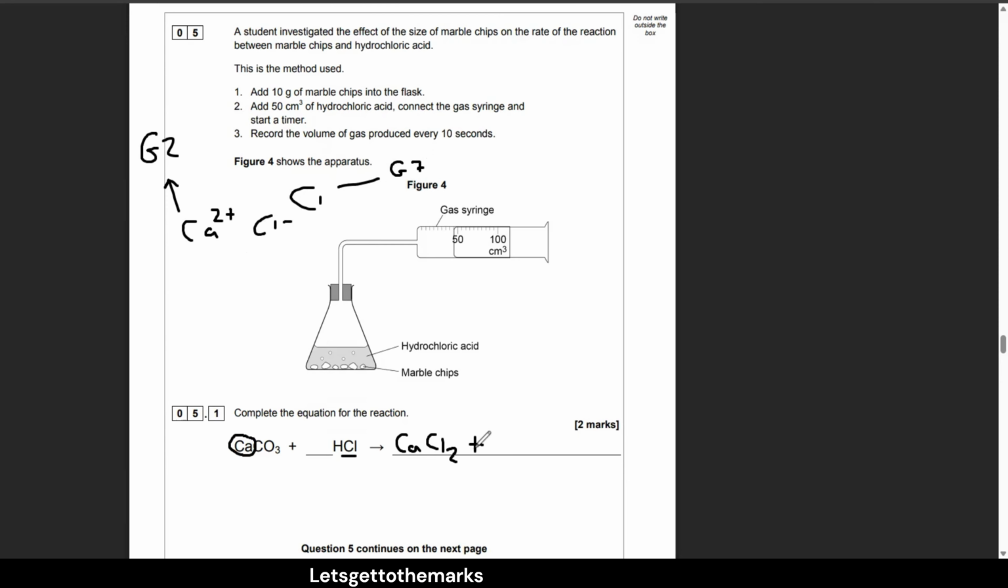And then I just need to add water, which always comes off in these neutralization reactions, and carbon dioxide. And now I just need to make sure it is balanced. One calcium, one calcium. I'm going to need a 2 here straight away because I need 2 chlorines, and that takes care of the 2 H's for the water. There's the 3 O's over there. There's 1 C. I just need a 2 there, and then that is all balanced. Awesome.